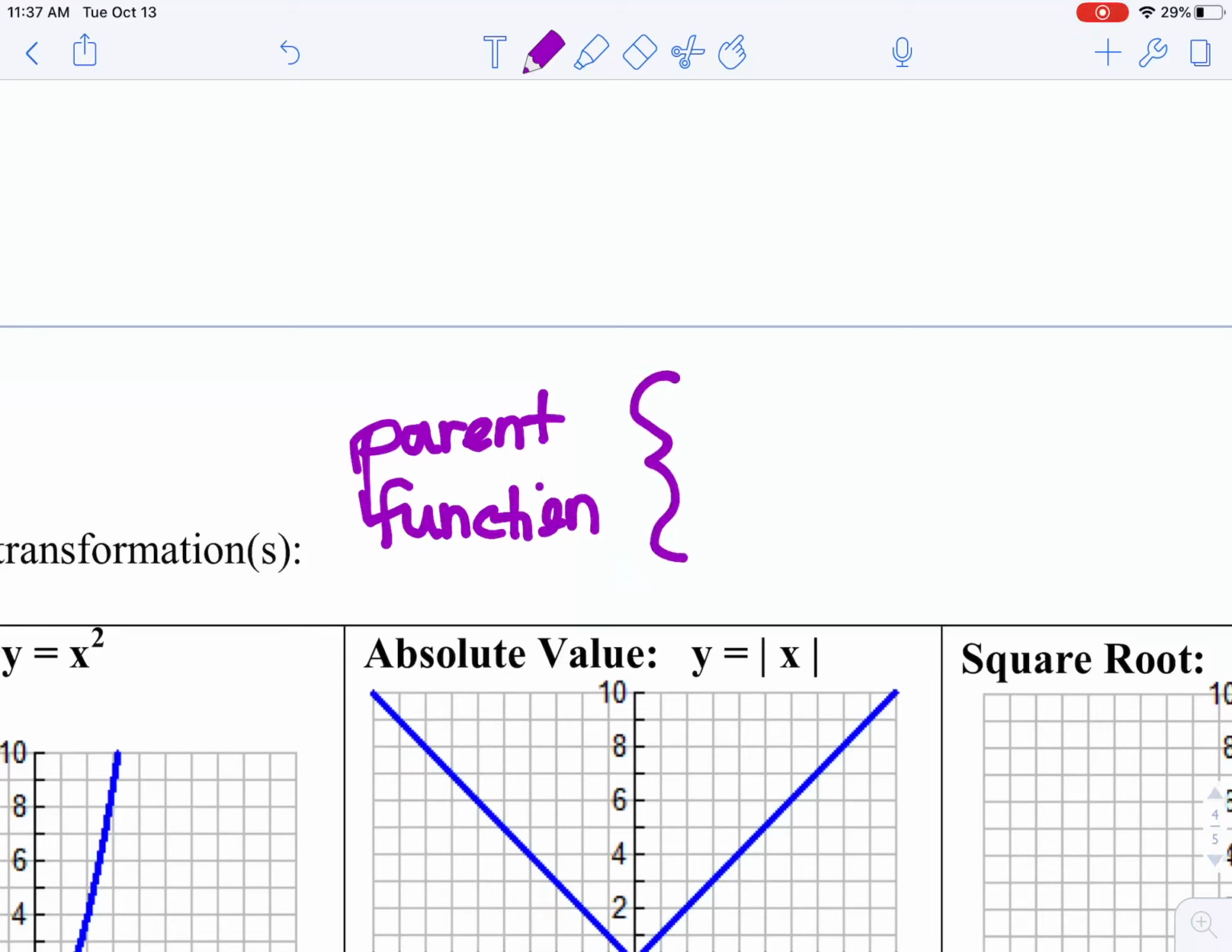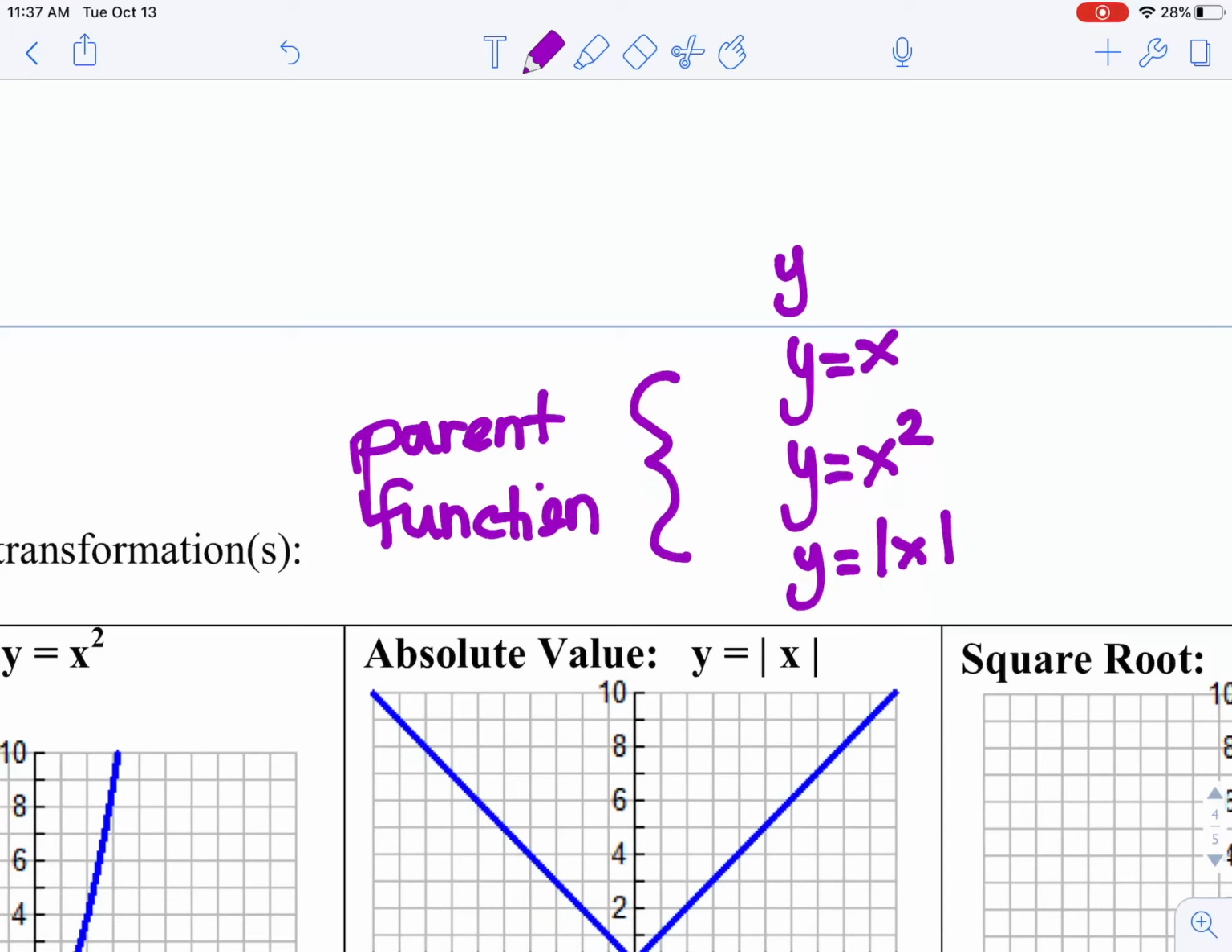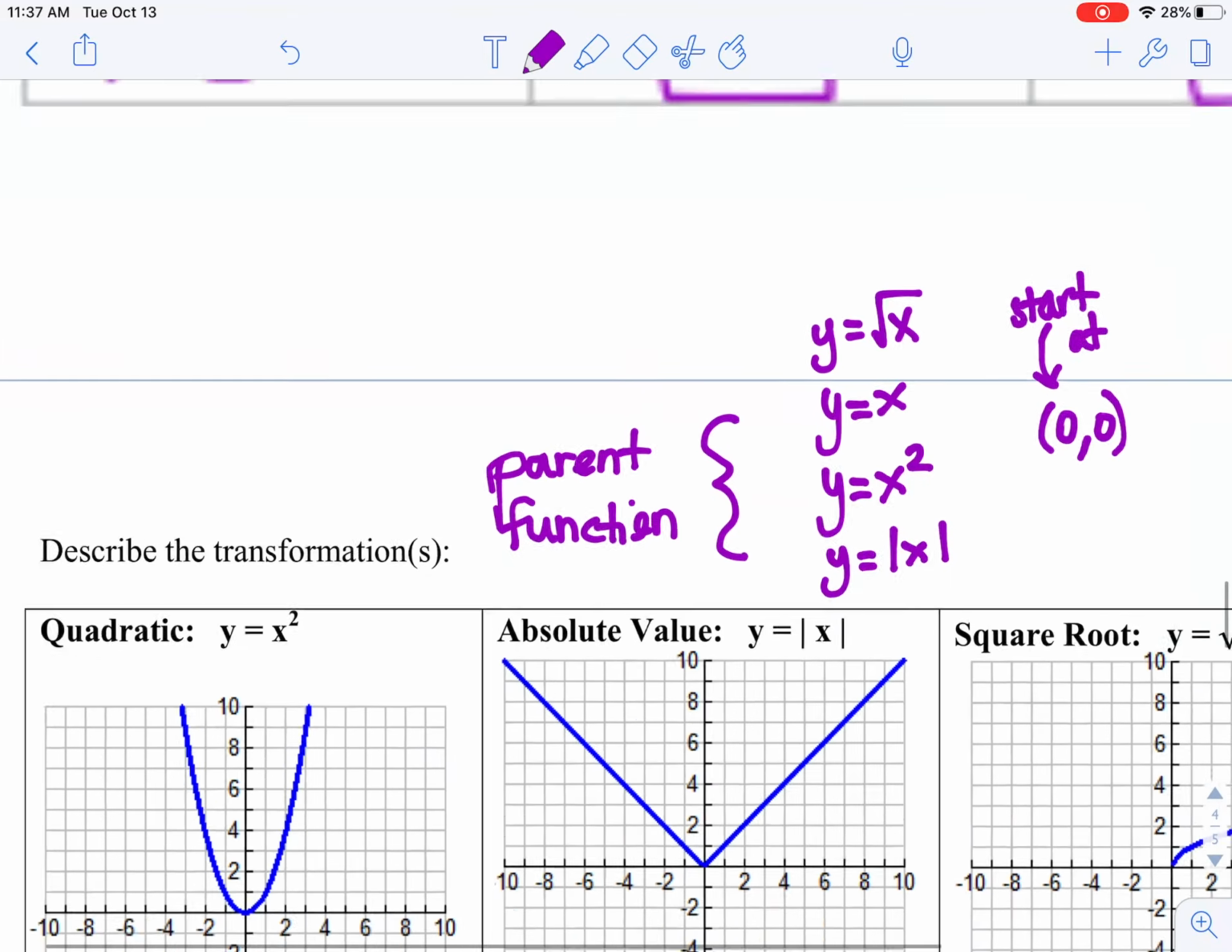So our parent functions are going to be y equals x, y equals x squared, y equals the absolute value of x, and y equals the square root of x. So those are the 4 parent functions we are going to work with this whole year. And they always start at the origin. And using our transformations, we move them.